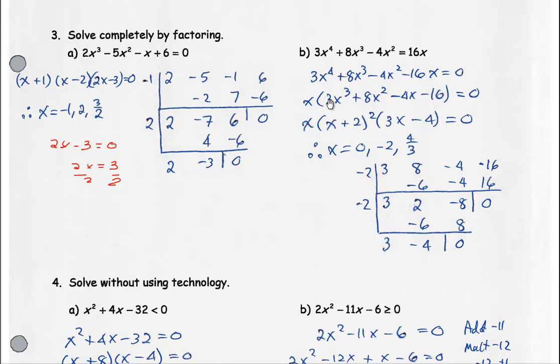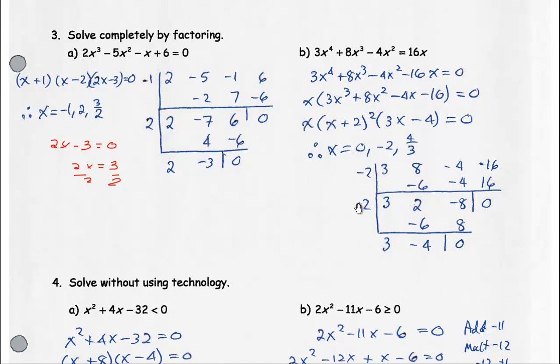So I write down 3, 8, -4, -16 for my synthetic division, and I'll do -2 here. So bring the 3 down. -2 times 3 is -6. Added to the 8 is +2. Times -2 is -4, and -4 and -4 add to -8. -8 times -2 is +16, and that added to the -16 gives a remainder 0. So x plus 2 certainly is a factor.